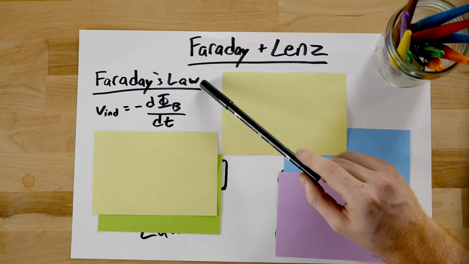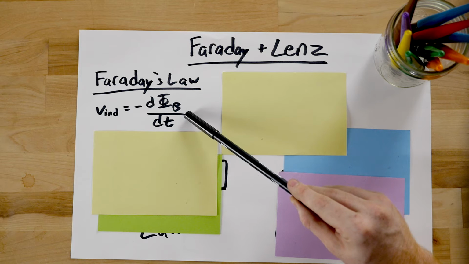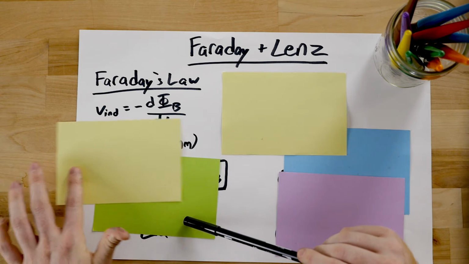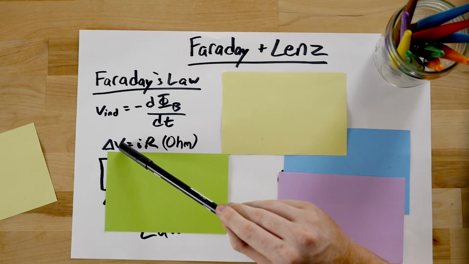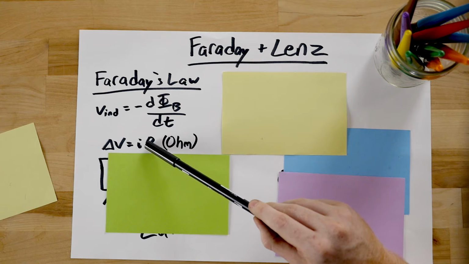Faraday's law describes how much potential is induced when you change the magnetic flux through a wire. If you combine that with Ohm's law, you can see that an induced EMF will actually produce a current. But what direction will this current flow? That's what Lenz's law tells us.